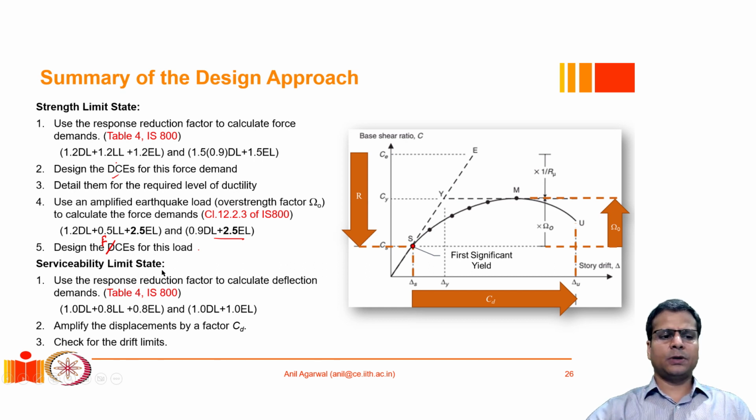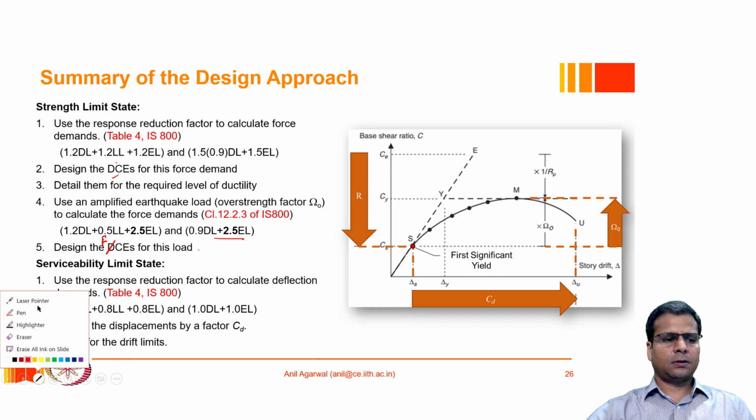Now, when it comes to serviceability limit state, the load combinations that are given in IS 800 for serviceability limit state are these. So one load combination includes dead load plus 0.8 live load plus 0.8 earthquake load. The other load combination that is given is 1.0 dead load plus 1.0 earthquake load. So for both of these, we calculate the displacement demand in the structure by doing a linear analysis. Here, the earthquake load again is the one that is reduced for the response reduction.